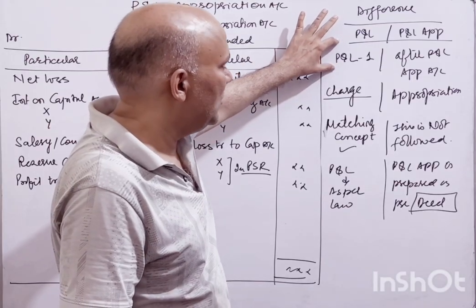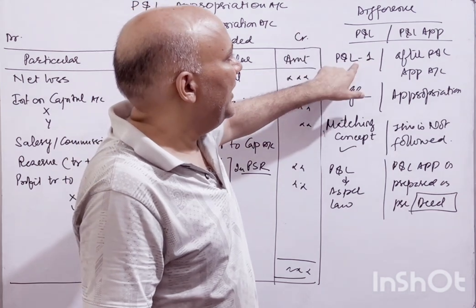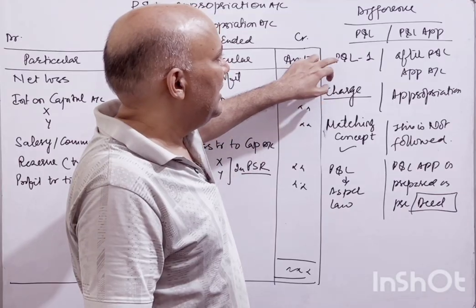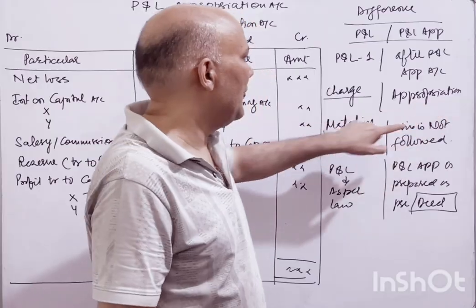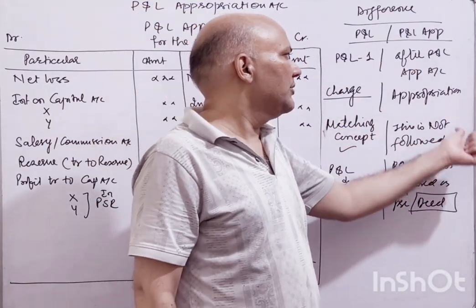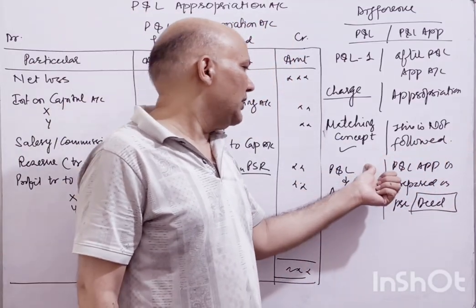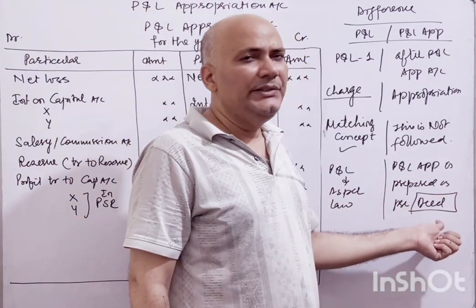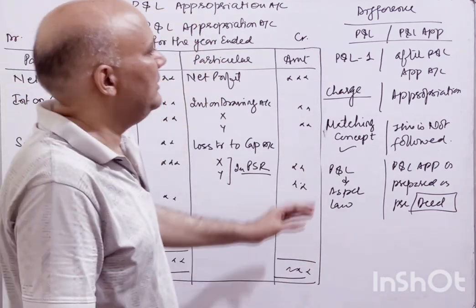Profit and loss account is prepared first after preparing the trading account, and after preparing the profit and loss account, you prepare profit and loss appropriation account. All the items which are charged come in profit and loss account, and in profit and loss appropriation account only the appropriation of profit. Matching concept is followed in profit and loss account, but this is not followed because this is not possible, because we are only appropriating the profit according to the deed. Profit and loss account is prepared as per law, profit and loss appropriation account is prepared as per the deed, right? So we always prepare profit and loss appropriation after the profit and loss account.